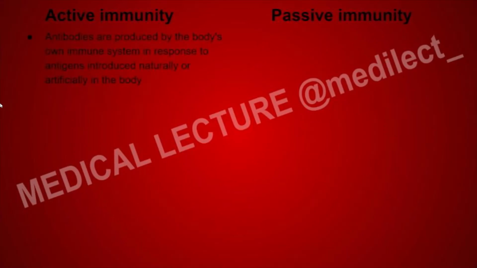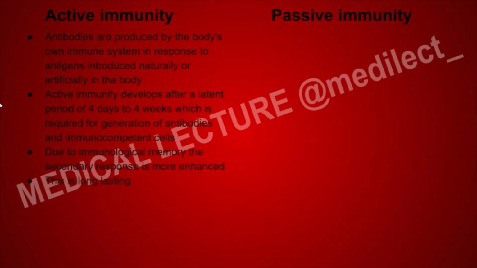Antibodies are developed or produced by the body's own immune system in response to the antigens introduced naturally or artificially in the body. Active immunity develops after a latent period of 4 days to 4 weeks, which is required for generation of antibodies and immunocompetent cells. Due to the immunological memory, the secondary response is more enhanced. This is long-lasting. It is more effective and confers better protection.